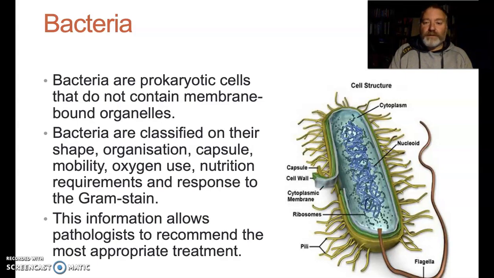We also look at their shape, so cocci, circular, little spheres. There's a rod-shaped one. There's spirochetes, spiral-like ones. What they eat, whether they need to be in an oxygen-free or oxygen-rich environment, how they move about. Do they use cilia or tails, whatever? So lots of information about them, and all that information tells us how to treat them, which is really useful.